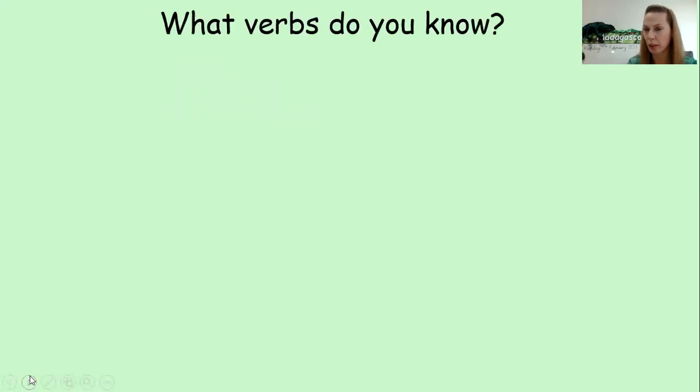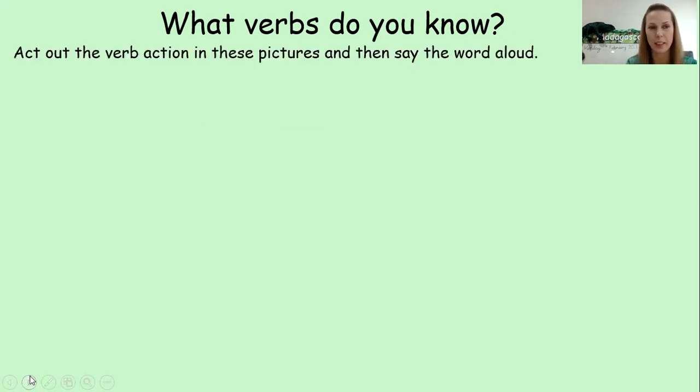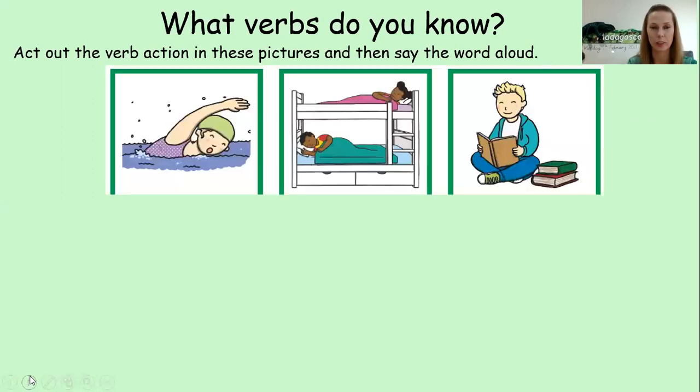What verbs do you know? Have a little think about things that you can do. Can you chat to your adult again and tell them all the different actions that you can do? I wonder if you came up with any of these. So I want you to act out the verb in these pictures and then say the word aloud.